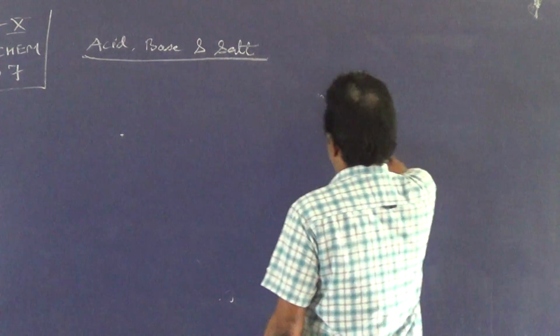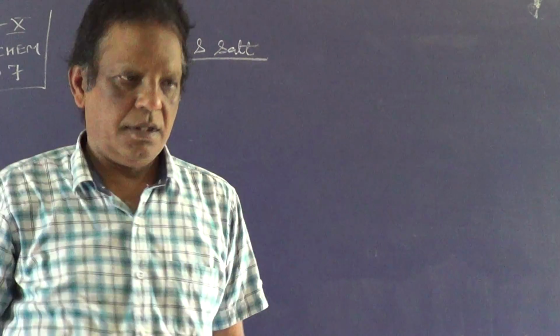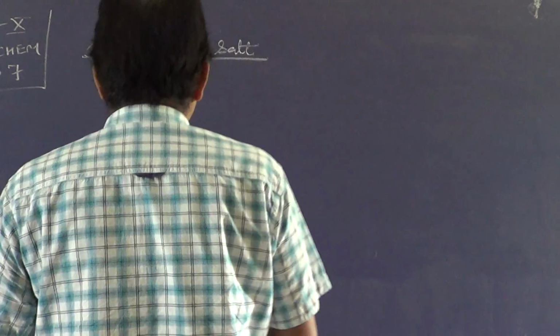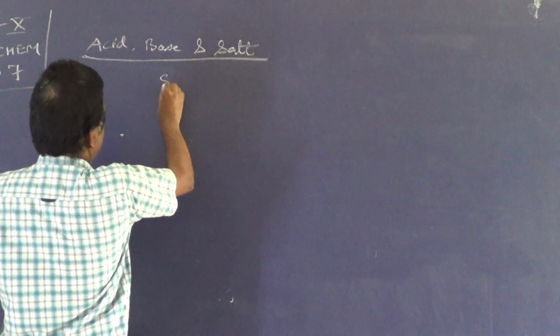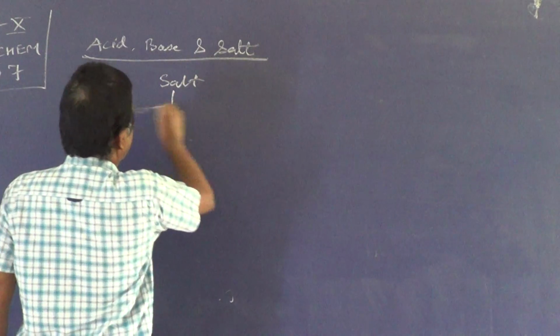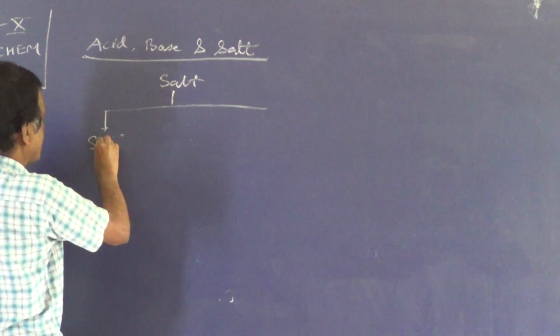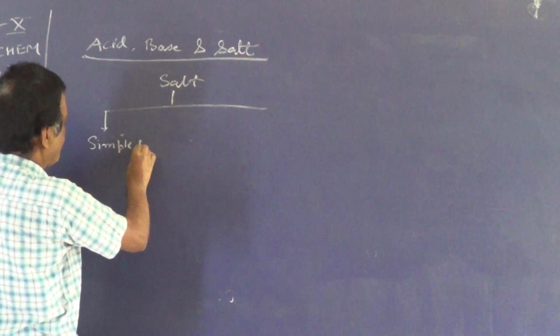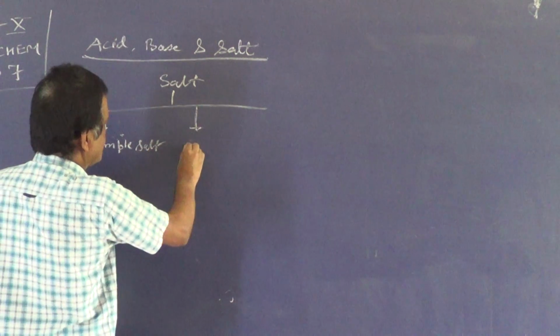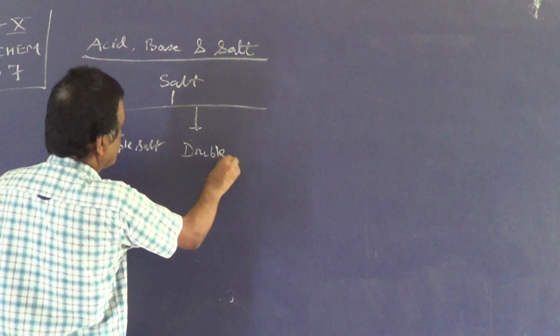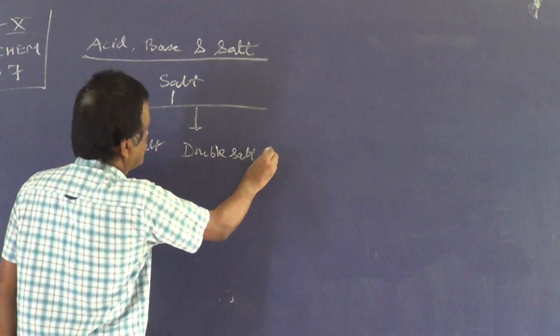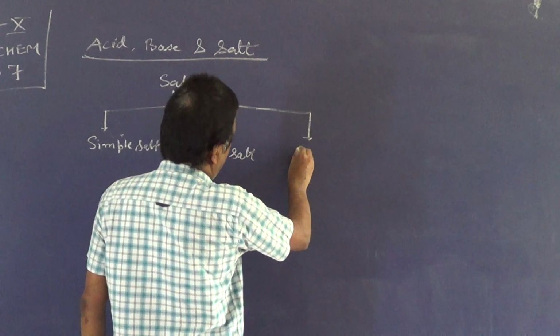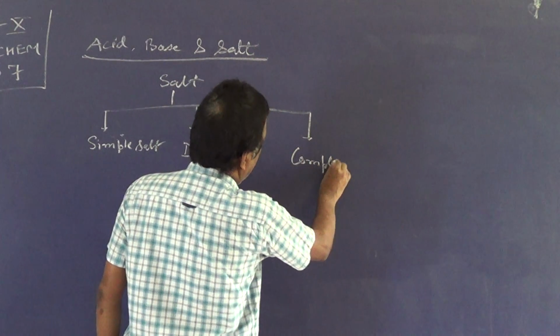Salts are mainly of three types. Another way, in a higher class, salts are mainly three types: simple salt, the second one is double salt, and the third one is complex salt.